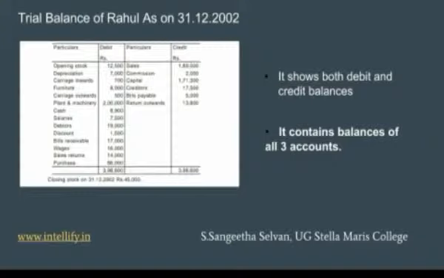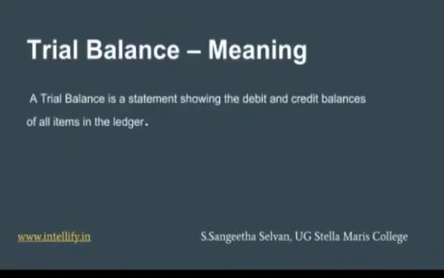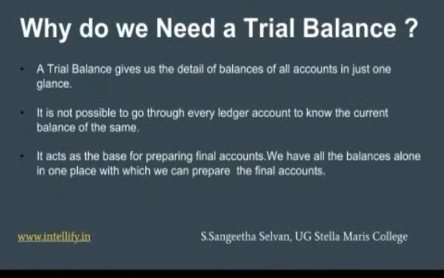So here we see an example of a trial balance. It shows both the debit and credit balances, and it contains the balance of all the three types of accounts. So in short, a trial balance is a statement showing the debit and credit balances of all items in the ledger. Now we know what a trial balance is. The next question is, why do we need a trial balance? Because anyway the concern is going to prepare the final accounts. Then why do we need this?